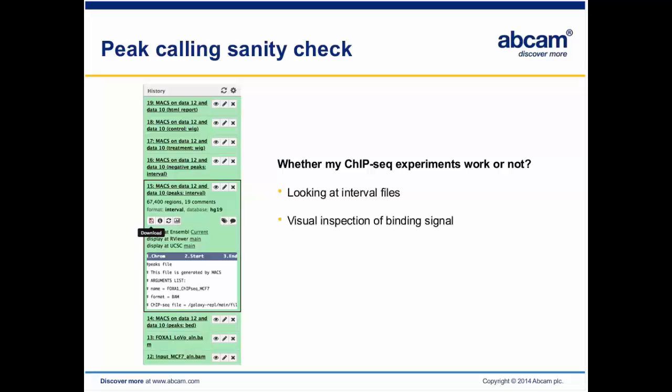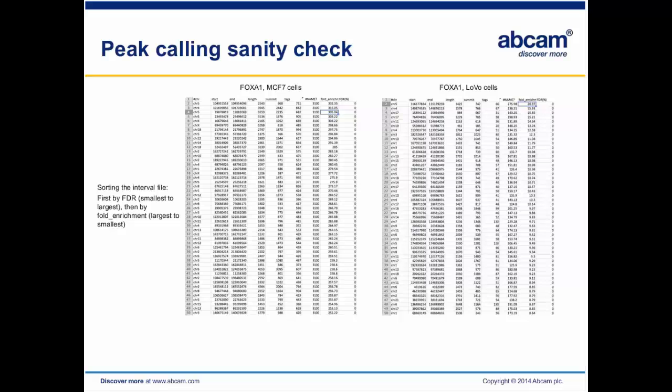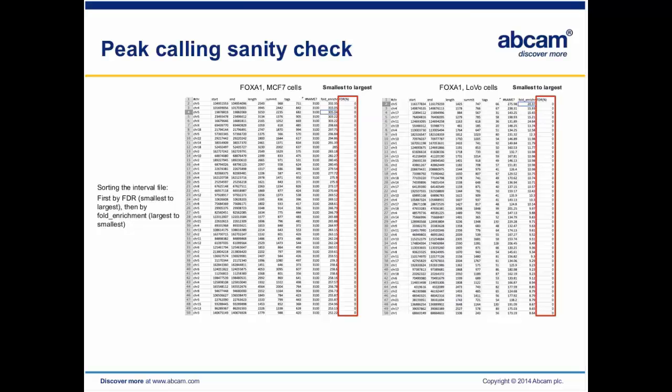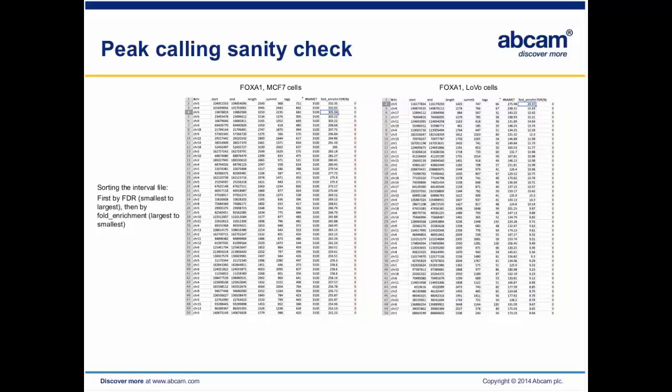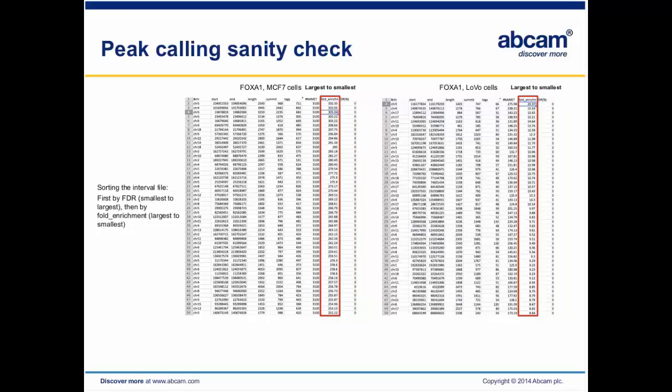Second, by visual inspection of the binding signal. And third, by looking at the enriched motif within the binding site. We will now go through this one by one. We will start with examining the interval files. To do this, you sort first by FDR, smallest to largest, then by fold enrichment, largest to smallest.